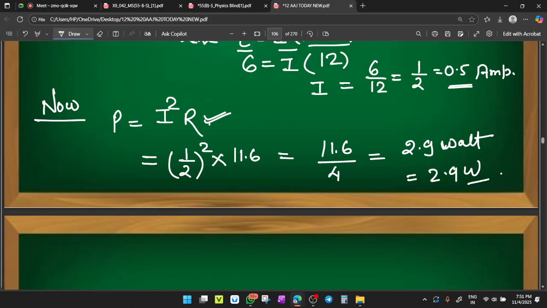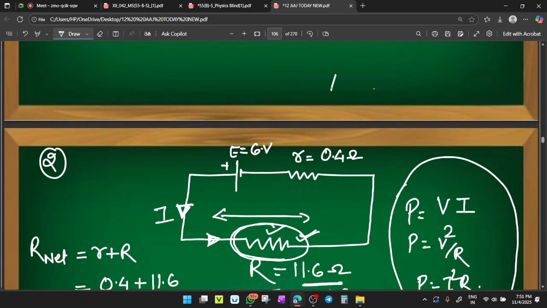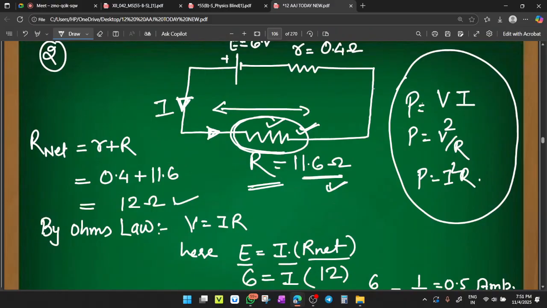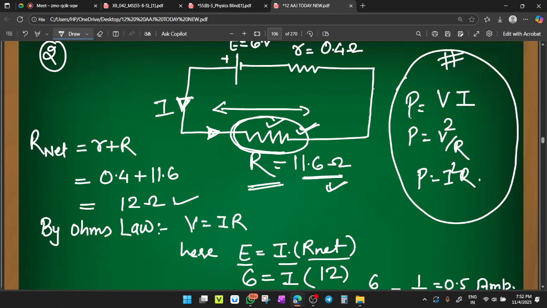Clear? Yes. The power dissipated by the 0.4 ohm will be a different one. You can also find this power with the same formula, P equals I square R. That time the current will be the same, 1 upon 2 square, but the resistance will be 0.4 ohm. Now we have three formulas for the power dissipated. Electric power P equals V into I, and P equals V square upon R, and P equals I square into R. So according to your convenience, you can apply any of the formulas.